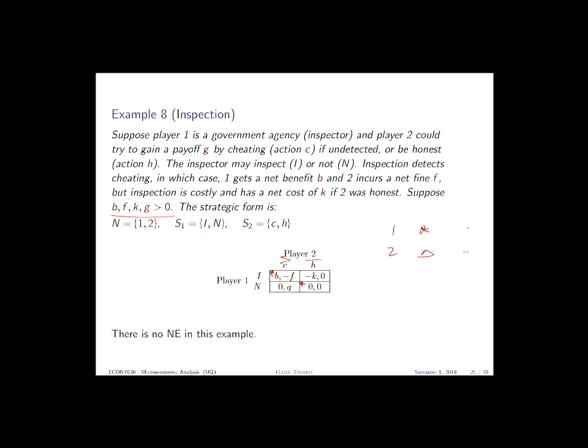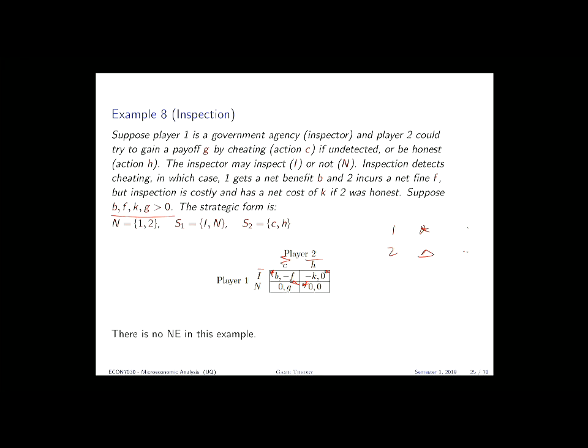Switch the players. Fix I of player 1. Now the best response of player 2 is to be honest, because 0 is larger than minus F. Fix action N of player 1, then the best response of player 2 is to cheat. Therefore, as you can see, I forgot one of the stars. When we have this, there would be a star here. But as you can see, none of the deltas and stars coincide in a strategy. Therefore, we don't have a Nash equilibrium.